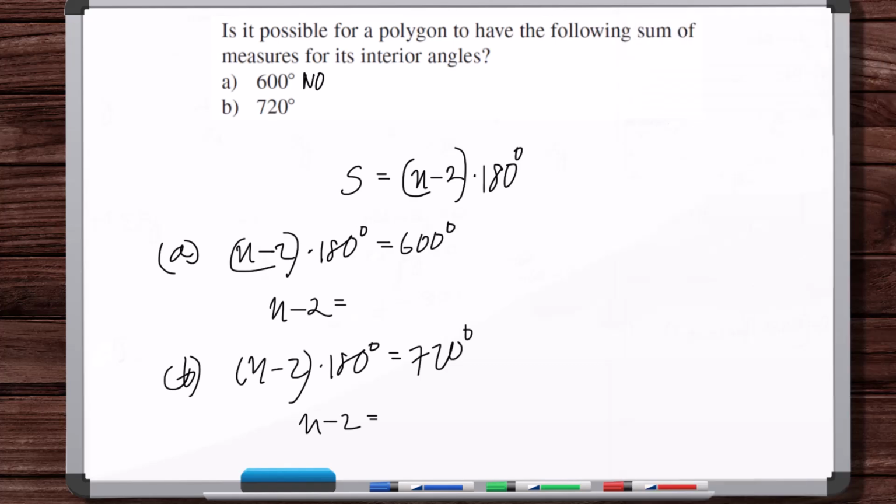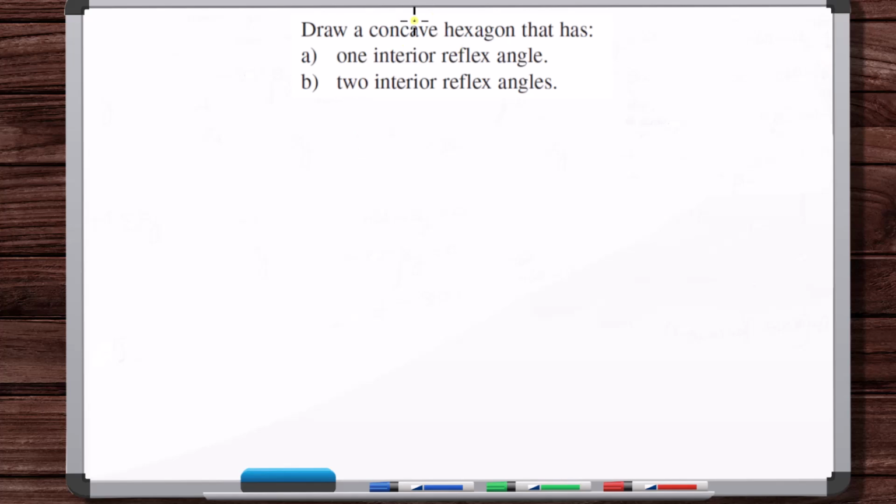Four. So yes, this would be a six-sided polygon, convex or concave. Yes. Draw a concave hexagon that has one interior reflex angle. Let's start with that. They're not saying regular or anything. Well, a concave polygon can't be regular. So all right, let's just draw.